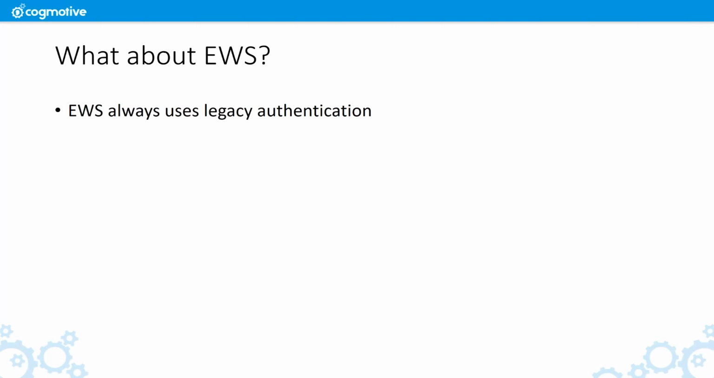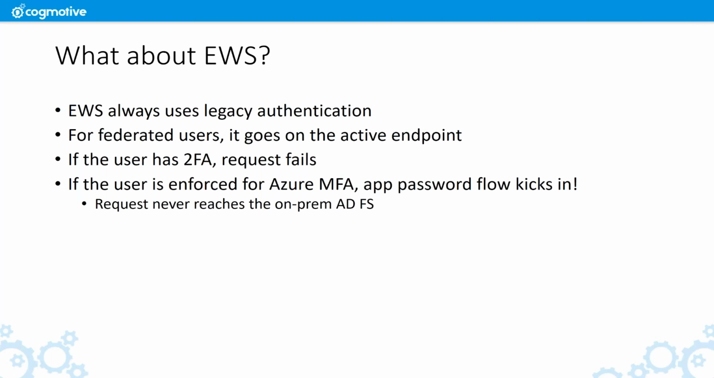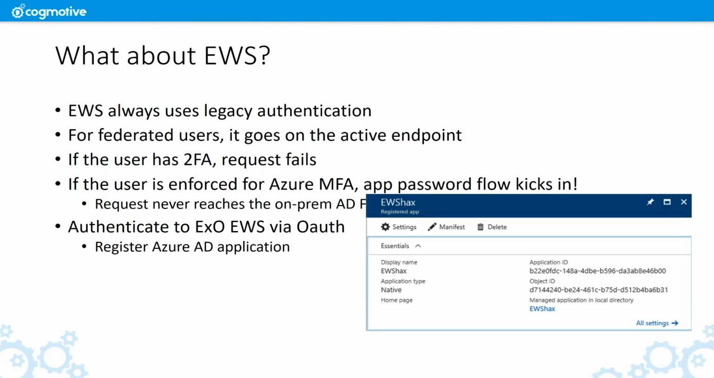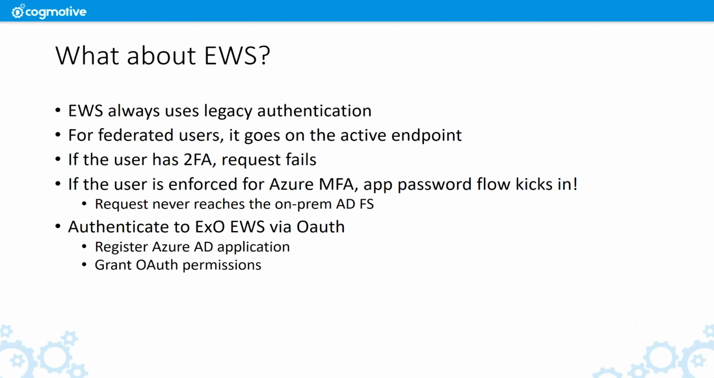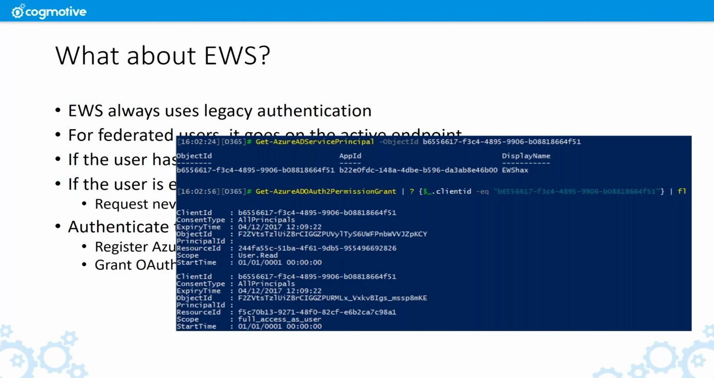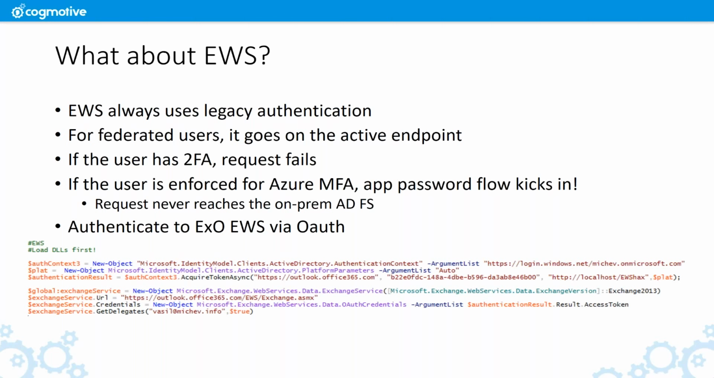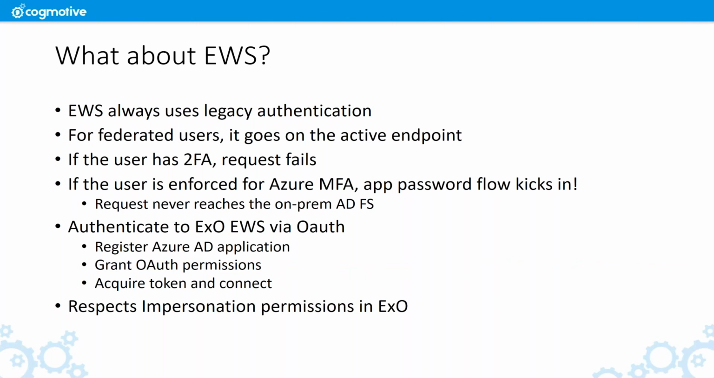So basically, in order for you to be able to use this, what you need to do is register an application in Azure AD, which has the necessary permissions to actually impersonate the users. So what you are doing is granting permissions on this application, and then you get the token, and as the user, you connect to this application. This application, on the other hand, has the necessary permissions to then use the impersonate functionality. And the good thing is that it actually respects the settings that you have configured in Exchange Online in terms of impersonation.